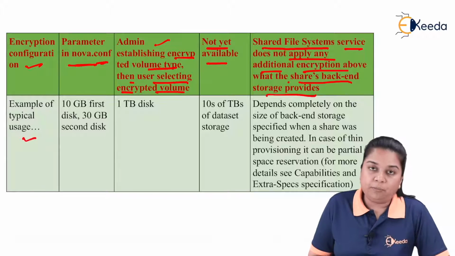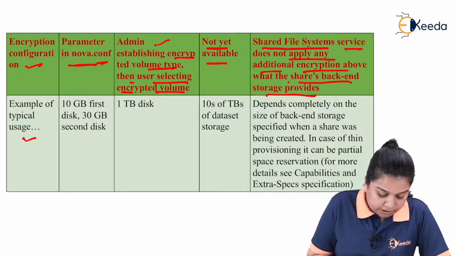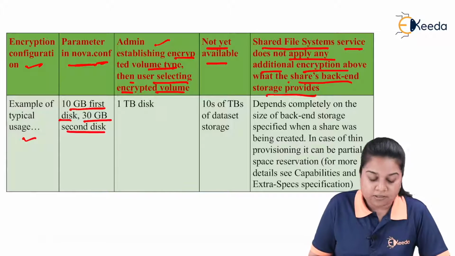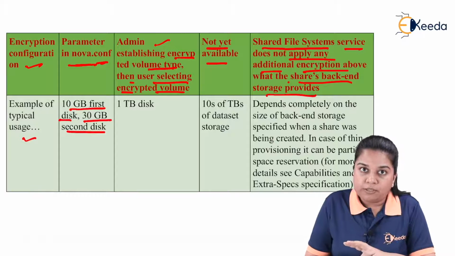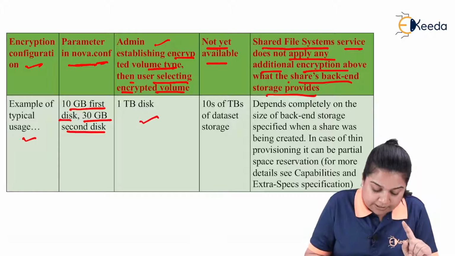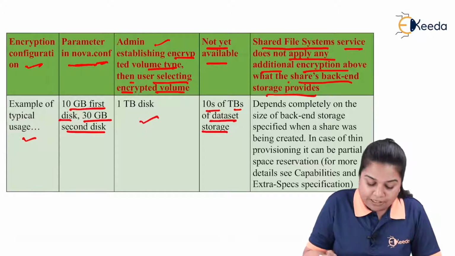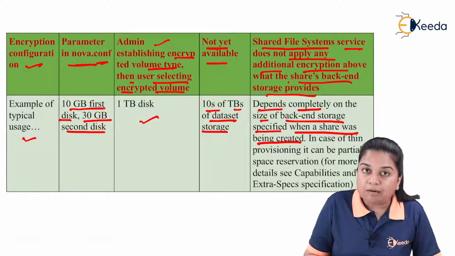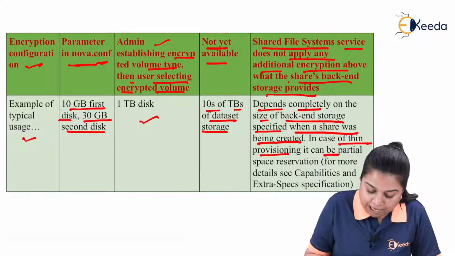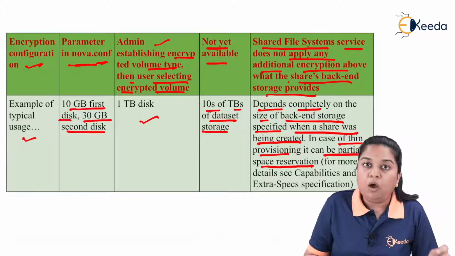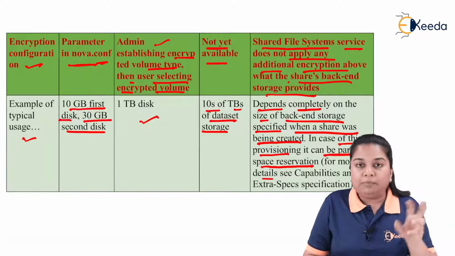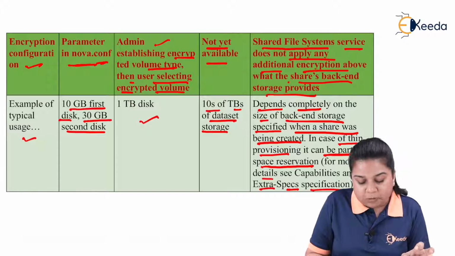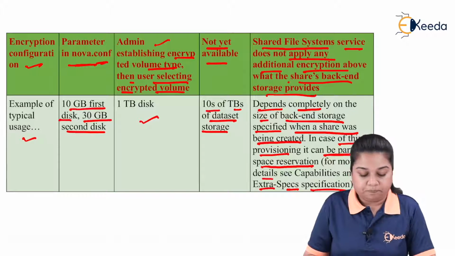Then again, example of typical usage in ephemeral storage, it is 10 GB first disk, 30 GB second disk. In the types of persistent storage, first type 1 TB disk, second type tens of TBs of dataset storage. Then in the shared file system type, it depends completely on the size of backend storage specified when a share was being created. In case of thin provisioning, it can be partial space reservation. For more details, we can see the capabilities and extra specs specification which is being provided there.